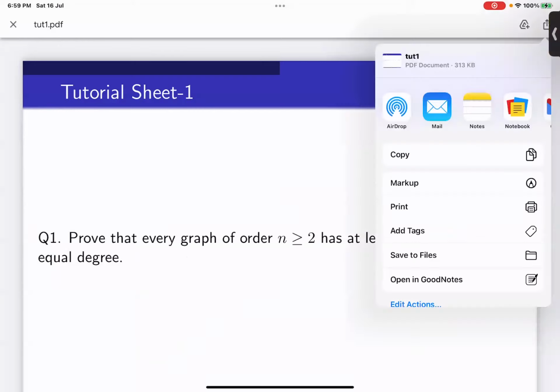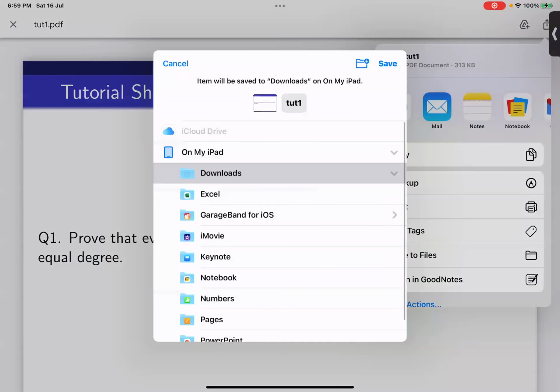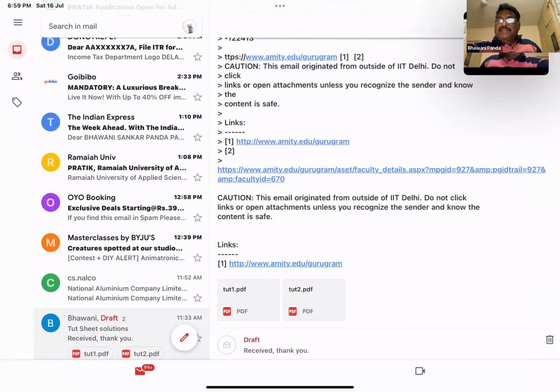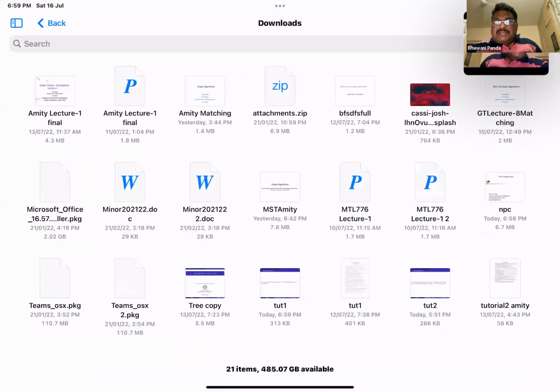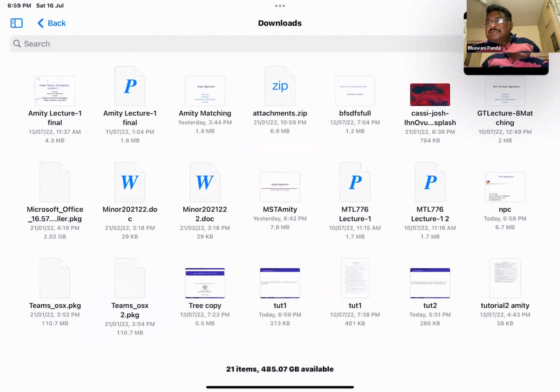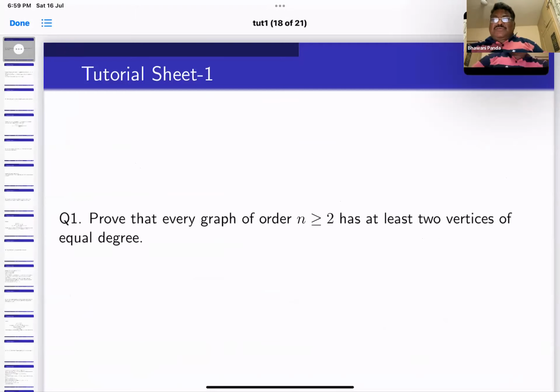Let me save it, save file. Okay. Can you see these slides? Or maybe I'll open it again. Yes, sir. Where is the tutorial? It's not coming. Sir, the one below may be tute 1 and tute 2. No, not tute one. Okay, this one we did in the class, right?